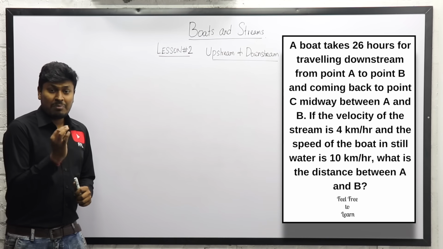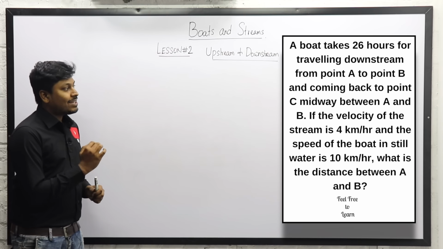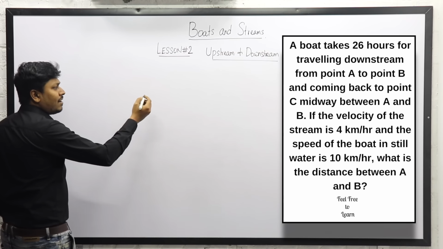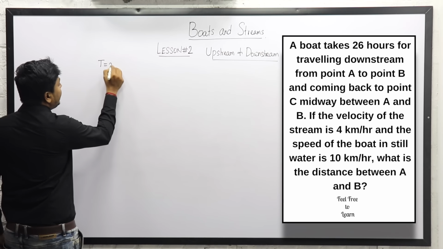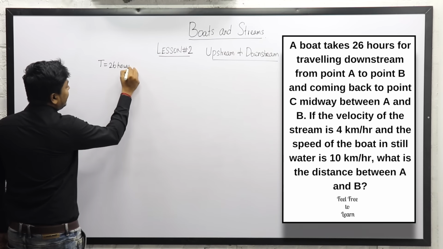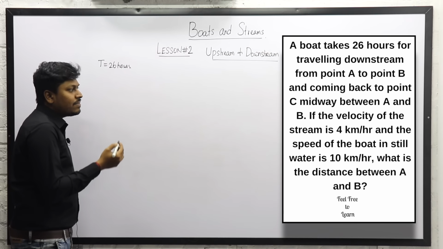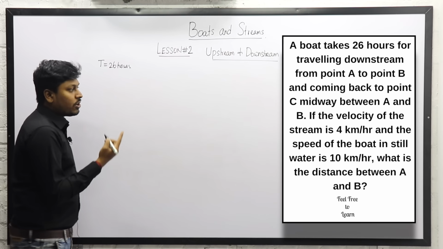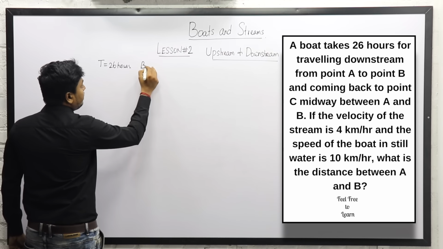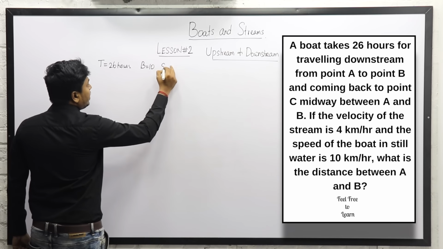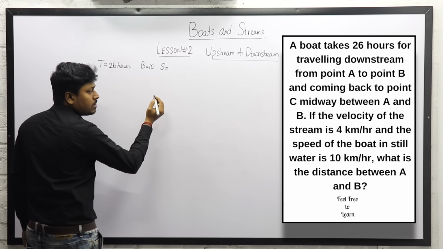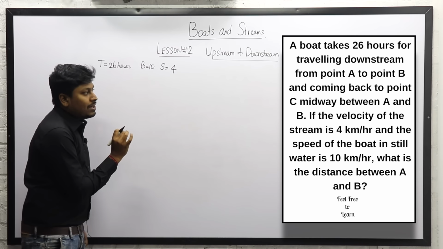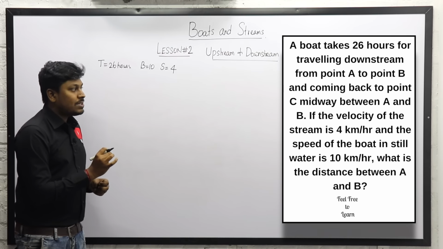So just listen carefully. The most important is, a boat takes 26 hours traveling downstream from point A to B. So first is where the time is given, time taken will be 26 hours. And second is speed of the boat is also given, speed of the stream is also given. See here, velocity of the stream, which is speed of the stream, is 4 km. Boat speed is given, that is 10 km per hour. So boat speed will be 10 km per hour. Stream speed will be how much? 4 km per hour.